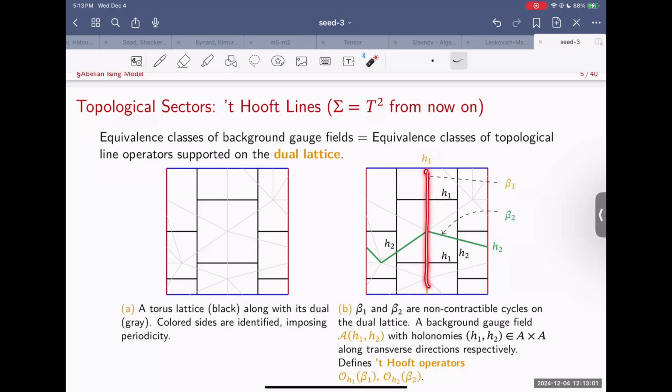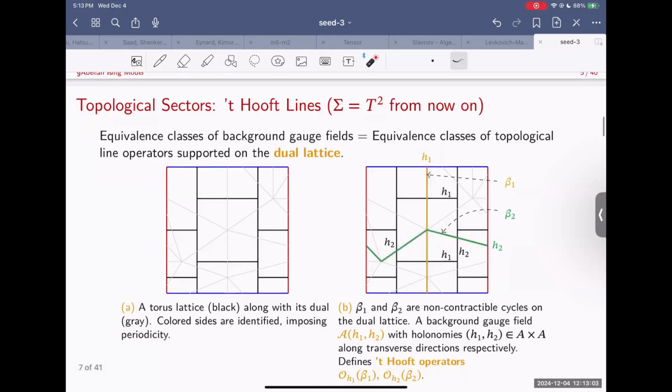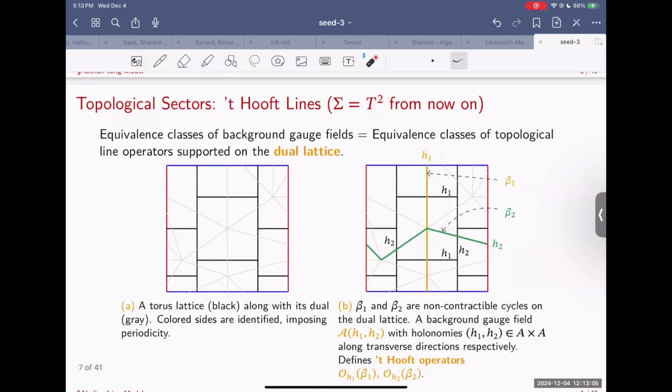So we can think of these line operators as analog of a Z2 operator in the gauge theory because they're modifying the background connection. And different non-equivalent insertions of these kind of line operators will give us different topological sectors with respect to the global symmetry.